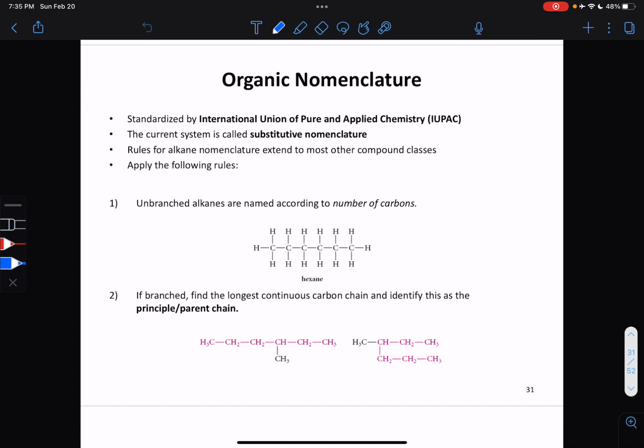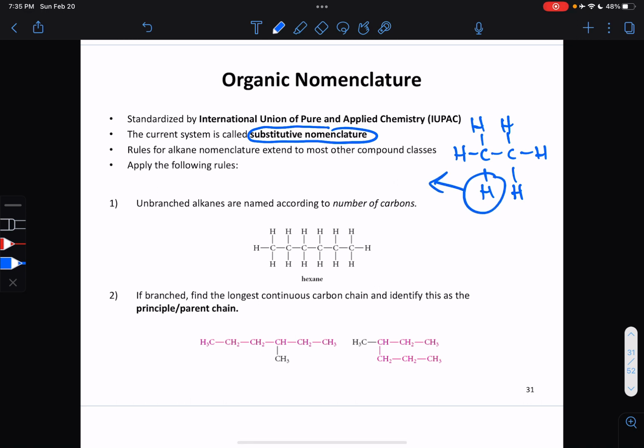So the current system is called substitutive nomenclature. And what does that mean? Well, it means that we're going to take a basic alkane like ethane here, and we're going to rip off a hydrogen, all right? So it goes bye-bye, and we're going to substitute something else in its place. Now, I could have ripped off any of those hydrogens. I just chose that one. So now we have substituted a chlorine in place of that hydrogen right there. So that's where we get the substitutive nomenclature name.